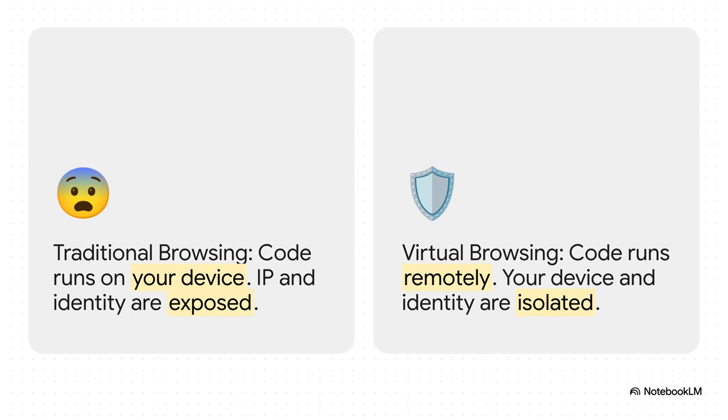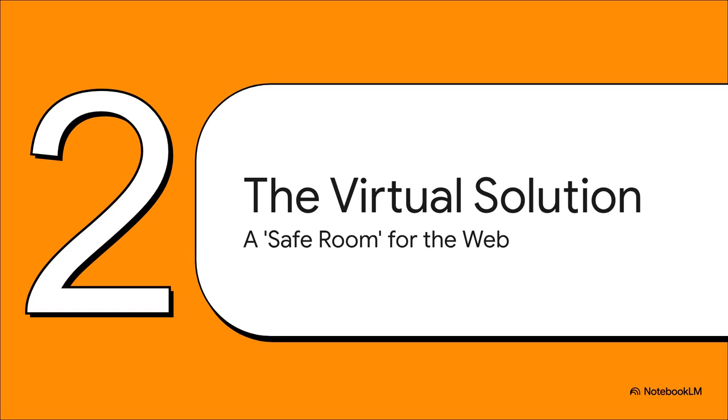On the left, you see traditional browsing. That's how it works now. All the code from a website, the good stuff and the bad, runs right there on your computer, exposing your IP, your identity, everything. But now look at the virtual model on the right. Here, all that code runs somewhere else, on a remote server. It creates this kind of protective bubble that totally isolates you from the web. And that protective bubble, that barrier, that is the virtual browser.